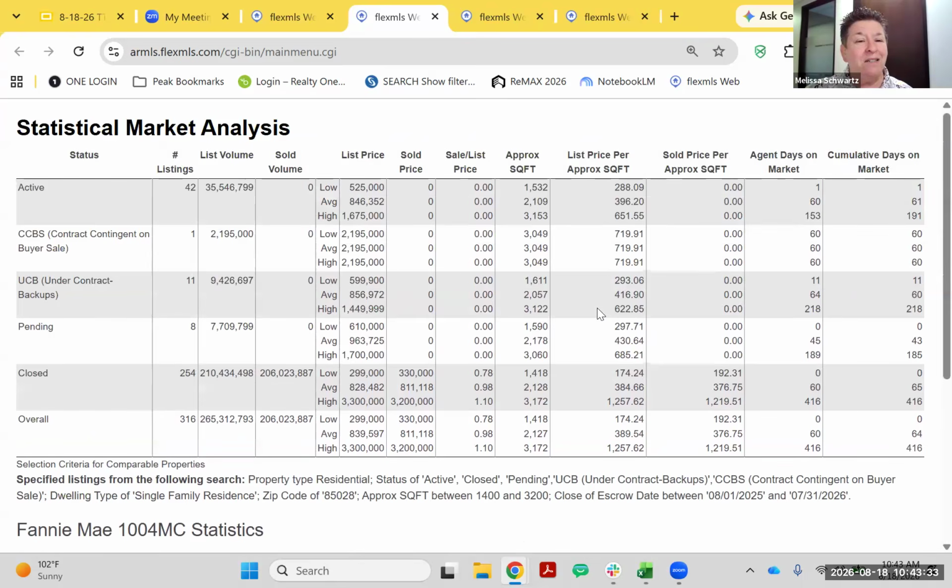Definitely go up to the statistical and just peek at it to see if you have any real obscure numbers. If all of a sudden one of these lows is $200,000, you're like, wait a minute. Now it does say overall there was a low of 299, which is interesting, but for the most part, those other numbers are in relative sync with one another, right? The low was at 525 list price. The pending low was at 610. The closed, yes, there was one at 299. I'd probably go try to figure out what that was because it sold for 330.